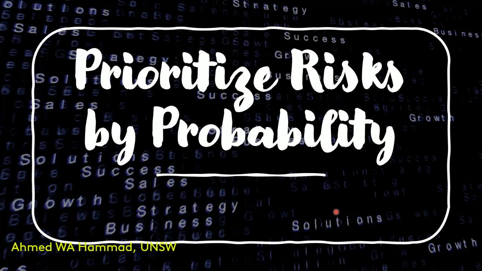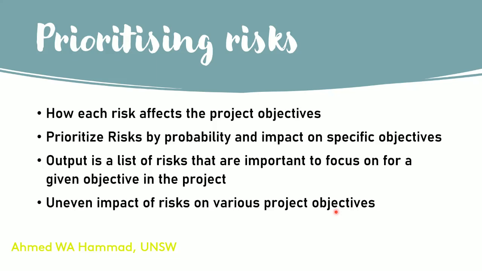The third step is prioritizing the risks by probability. So your company or your organization already has defined certain criteria for ranking risks, and it's based usually on how each risk would affect the specific project objectives. So you'd rank the risks identified by probability and impact on the specific objectives. Now remember that there will be an uneven impact of risks on various objectives. So for example, one risk can highly impact your cost objective, whereas it won't have much of an impact on other objectives that you'd have. So say for instance, maybe time or maybe efficiency or something like that.